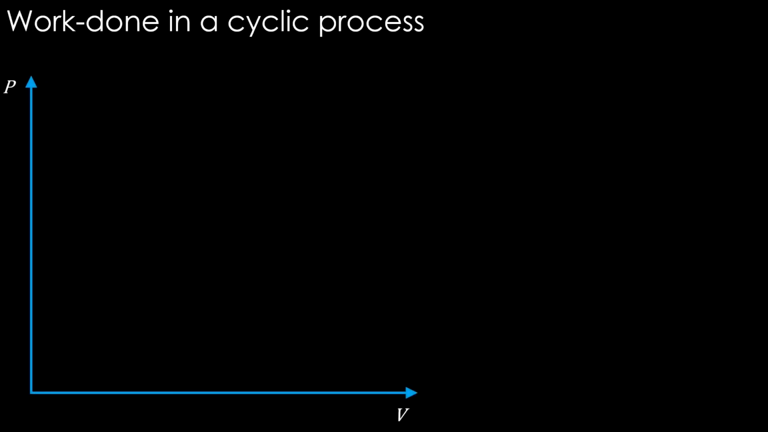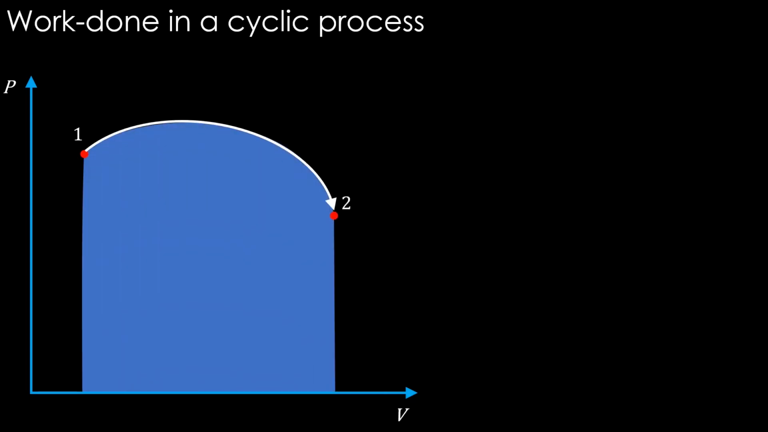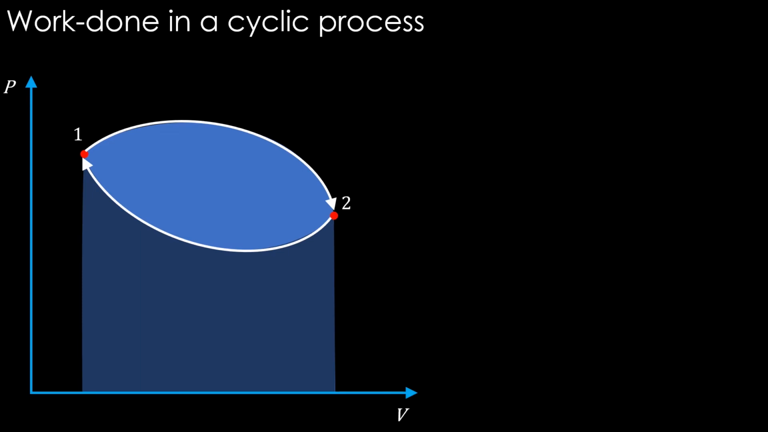Now, what about a cycle like this? We go forward in a path like this. The work done by the gas is this much. Now, reverse in a different path so that the work done on the gas is lower. Now, there is a net amount of work. The heat taken in and rejected out are also different. What happens in this cycle?